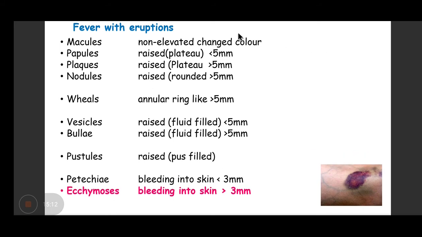ecchymosis. All these conditions can be associated with fever, and they can give us a clue about the disease. Macules and ecchymosis are usually not associated with infection with fever. But the rest of the conditions can be associated with infections.